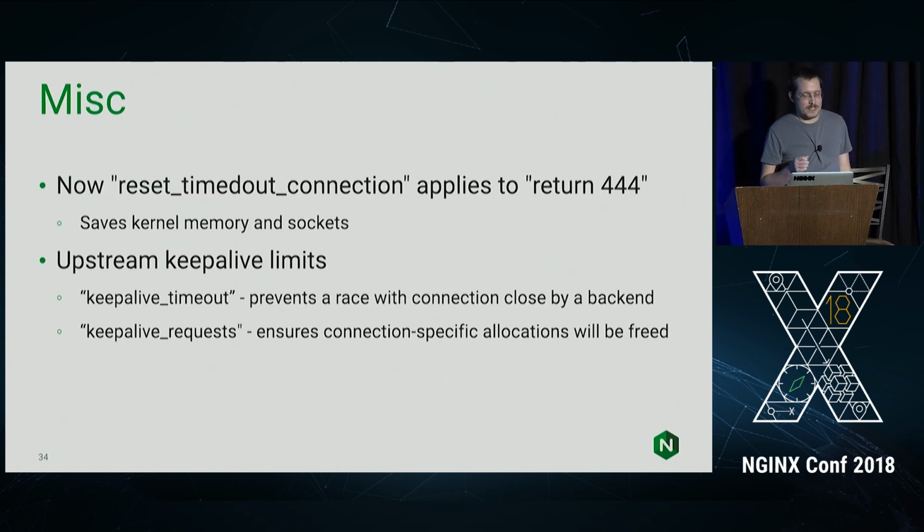Also, we've changed the reset timed out connection directive to apply to return 444 to save kernel memory and sockets when closing connections. And we've introduced limits in the upstream keepalive timeout to prevent a race with a connection closed by the backend, and keepalive requests to ensure that connections are closed at some point, releasing memory allocated from the connection pool.